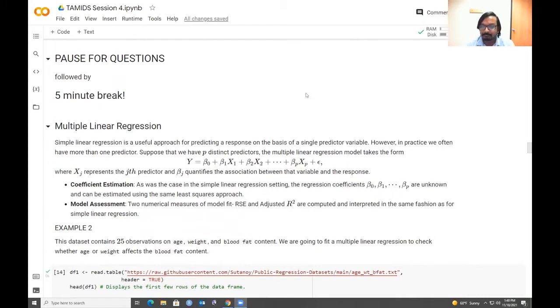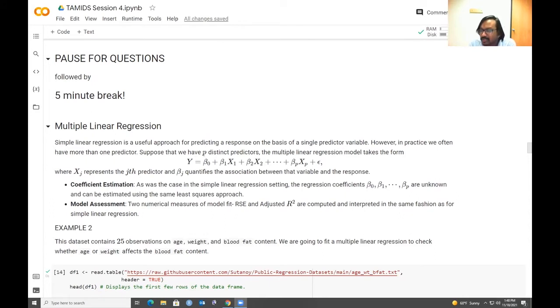All right, let's get back to the session. We are going to start with the scenario where there is more than one predictor. Multiple linear regression is the setting where there is more than one predictor, but there is only one response.